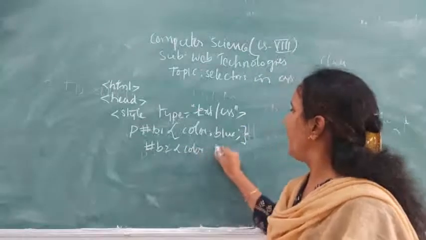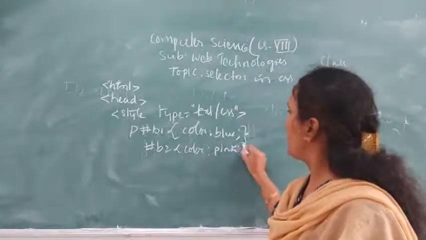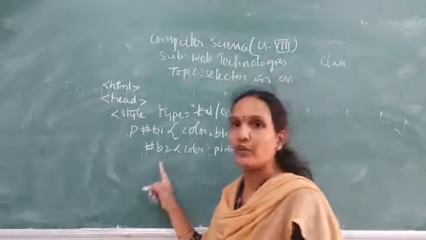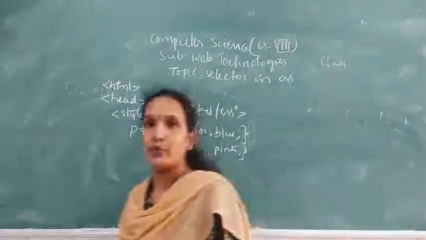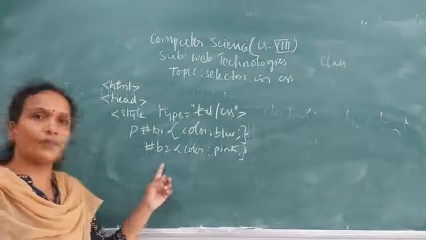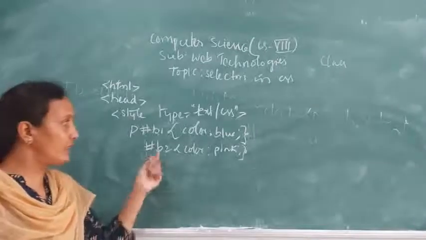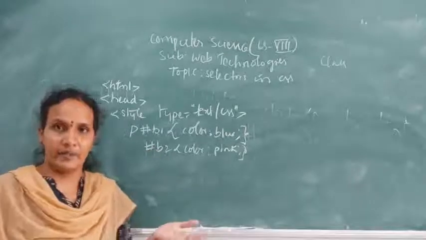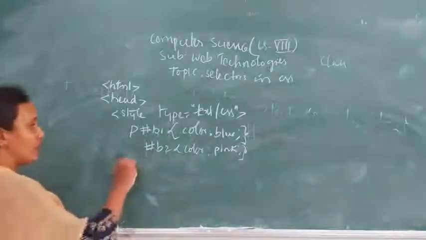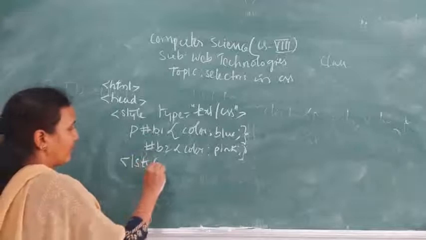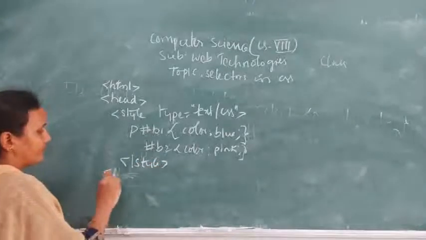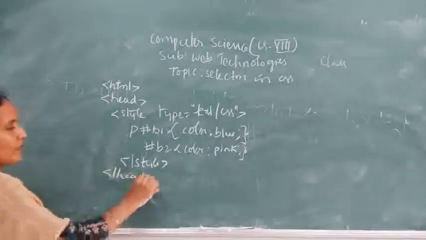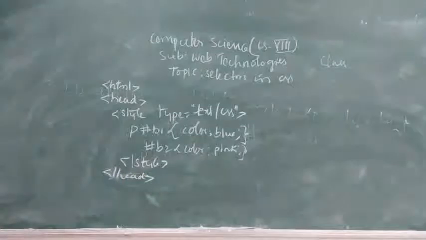color pink, for example. You can observe one thing here. Here I have not created this ID for any particular element. So this ID is called an anonymous ID. You can use this ID for any element. Now close the style tag, close the head tag. Take a note of this.